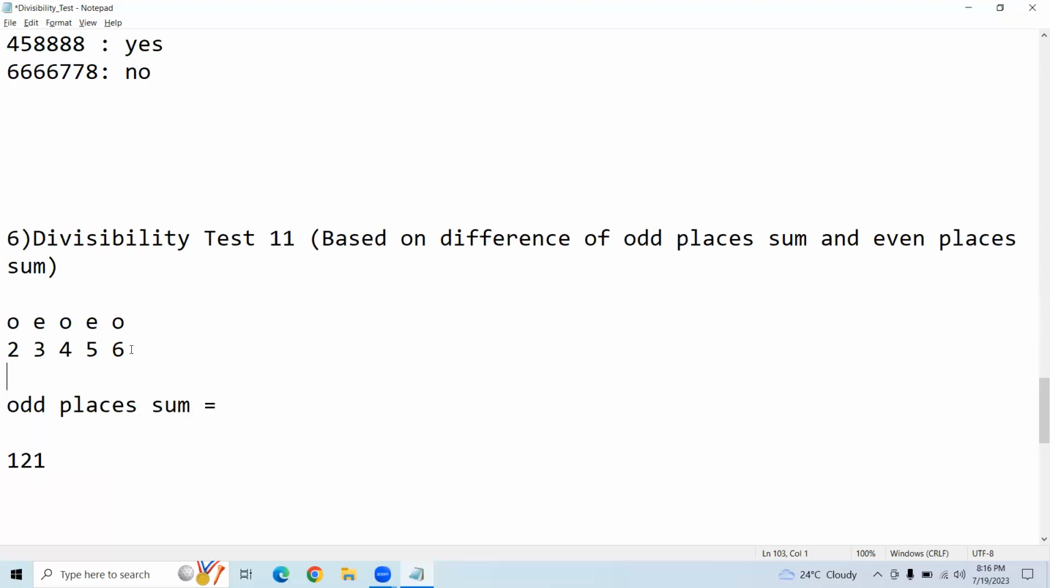What is the sum of odd places? We need to add 2, 4, and 6. So 2 plus 4 plus 6 becomes 12. And what is the even places sum?